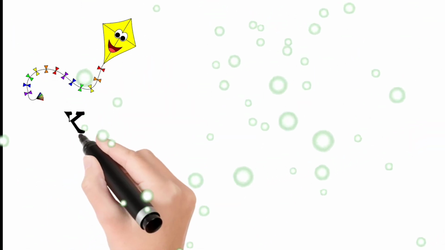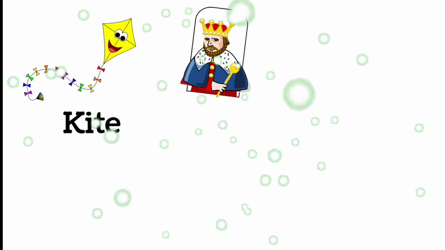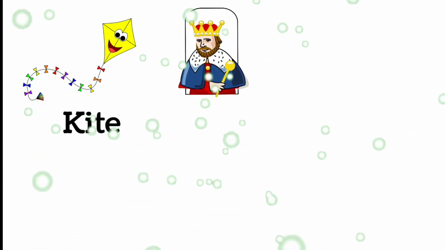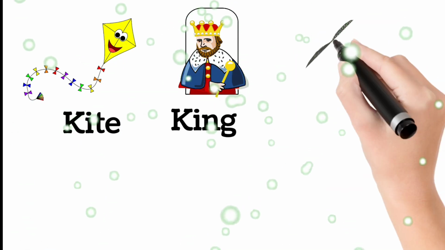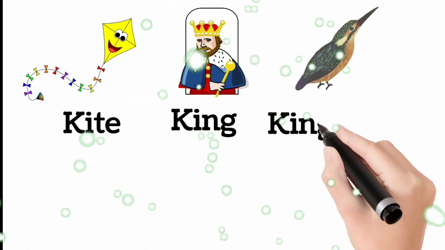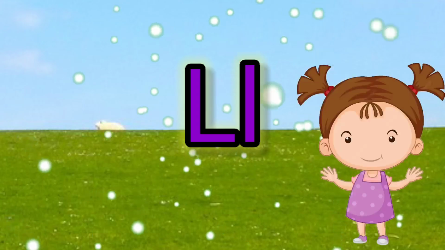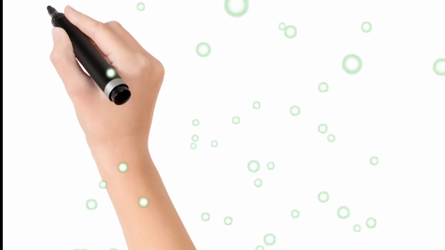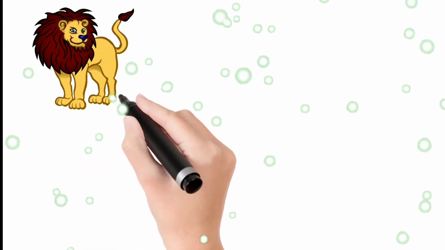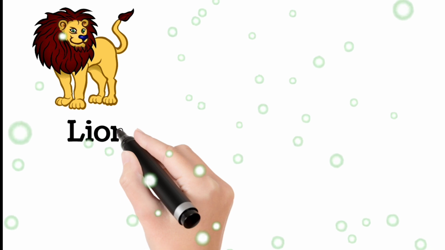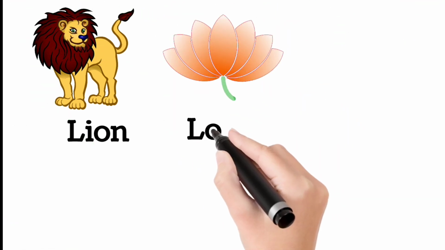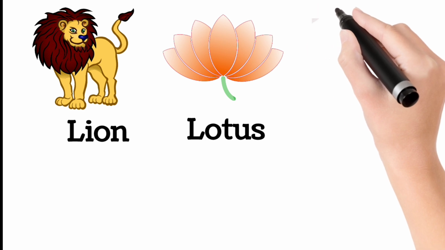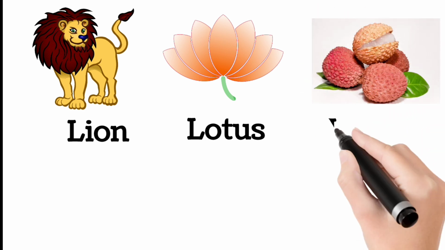K for kite. K for king. K for kingfisher. L for lion. L for lotus. L for lychee.